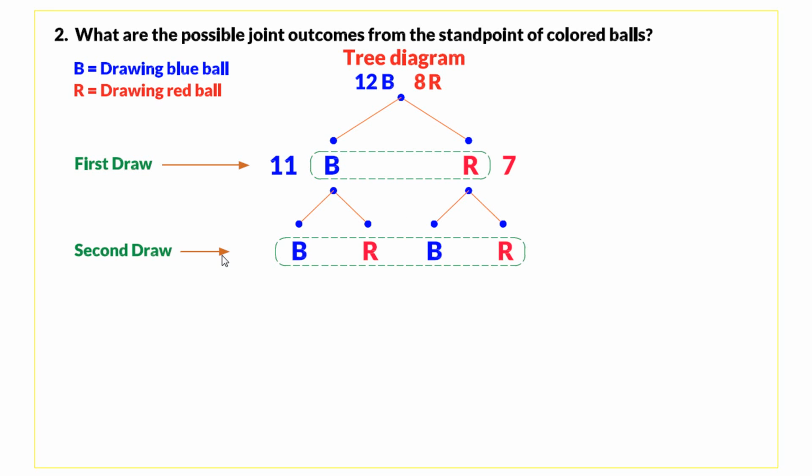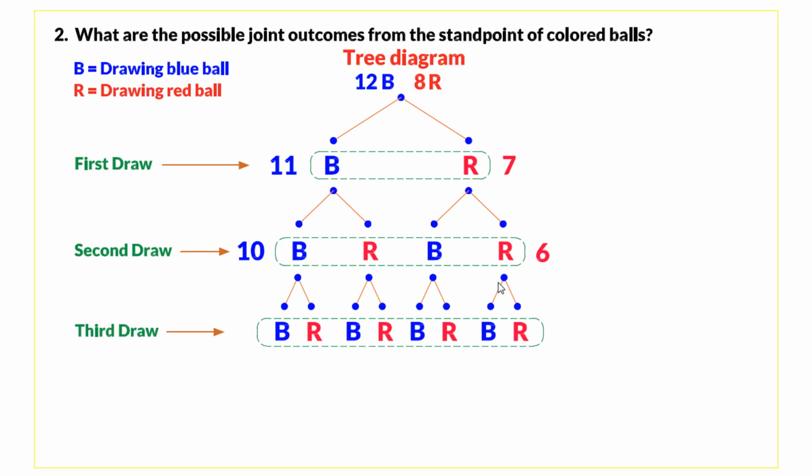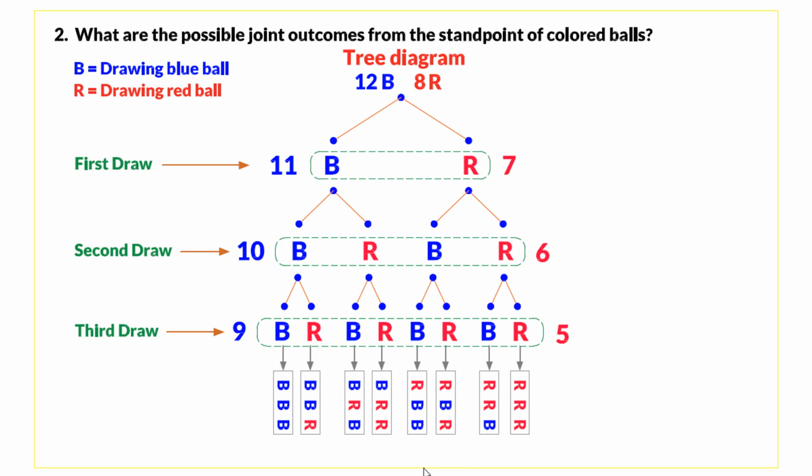Now for the second draw, again we may get B or R, but the remaining balls would be 10 blue and 6 red. Now for the third draw, we may get B or R, and the remaining balls would be 9 blue and 5 red. Now we may use this path to know how many possible outcomes. So we may get blue and 2 red, we may get red and 2 blue, and these are all possible joint outcomes.